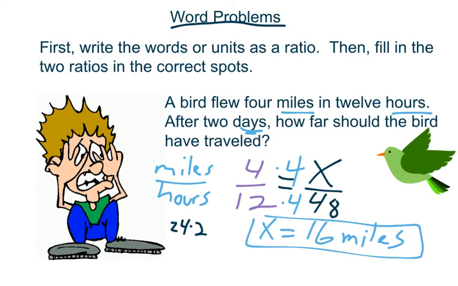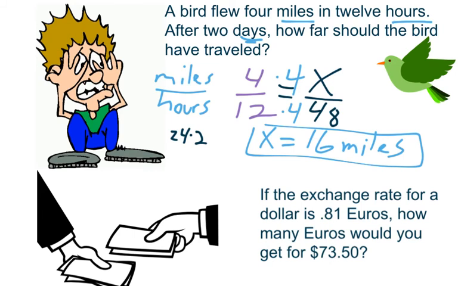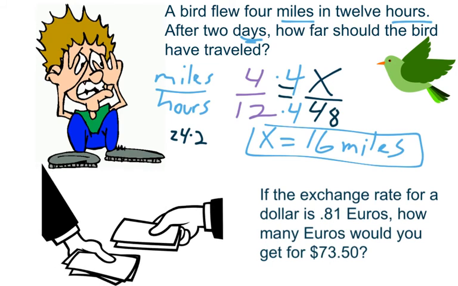Another time we like to use proportions is when we want to exchange our money. So if we're traveling out of the country, let's say you wanted to go to Europe and you wanted to know how many euros you could get. So let's say the exchange rate for a dollar is 0.81 euros. How many euros would you get for $73.50? So this happens all the time. If you go into other countries, sometimes you need to use their currency.